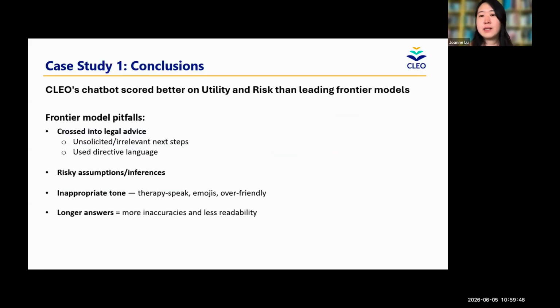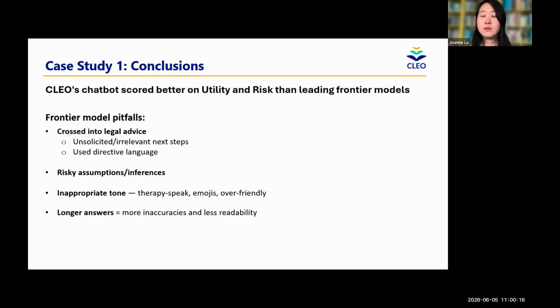Some of the pitfalls that led to a lower score for frontier models included a tendency to cross into legal advice. It often would use unsolicited next steps and lay it out for the user to be like, next steps for you are to go here and download this form and do this. So it veered a lot of times into legal advice by also using directive language. So compared to the CLEO chatbot, frontier models said a lot of "you must" or "you should" in terms of its framing of its answer.